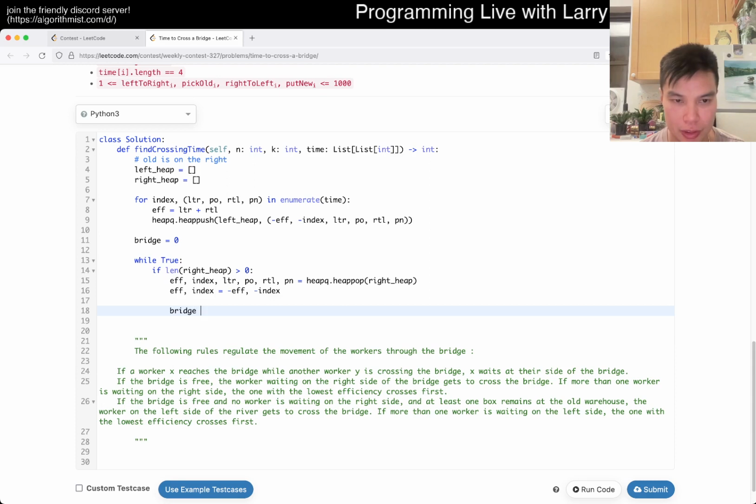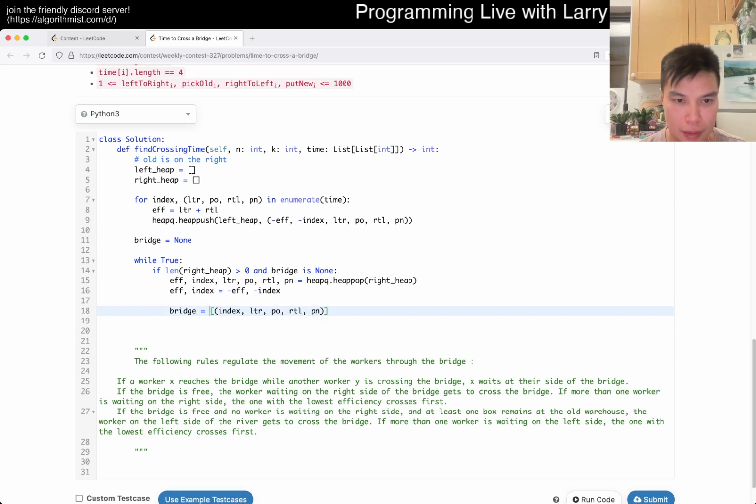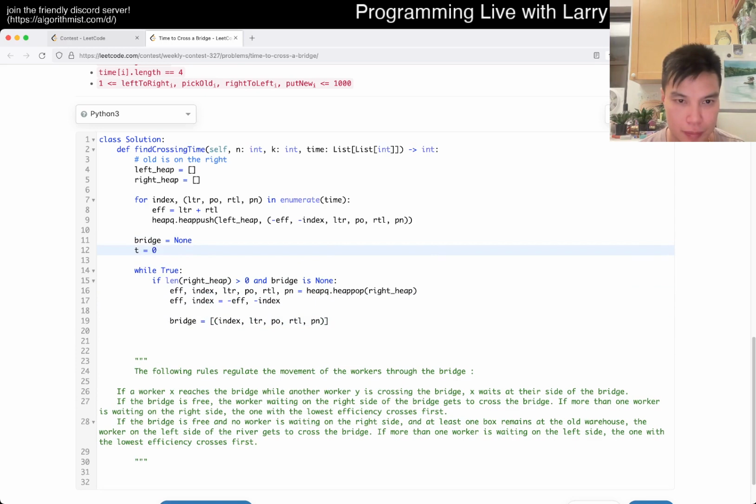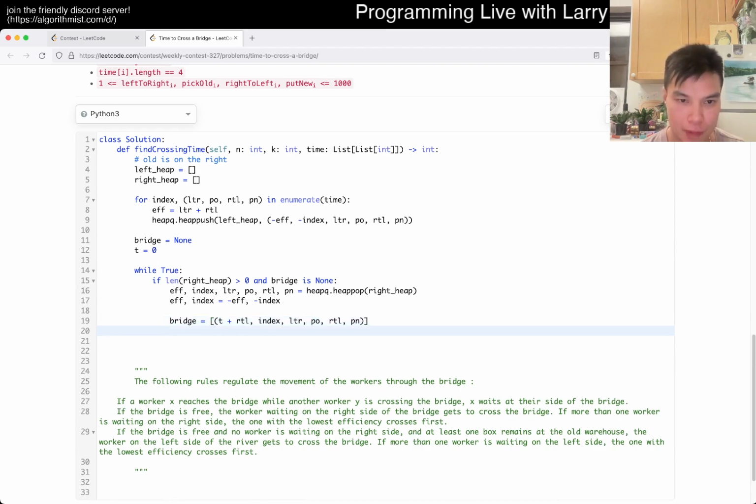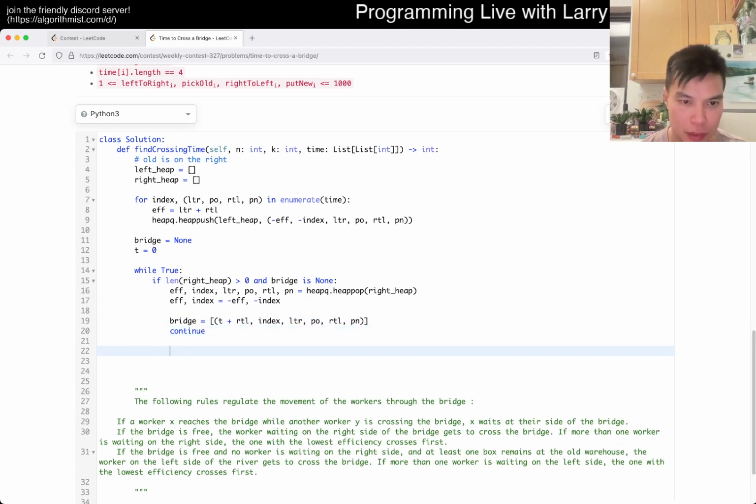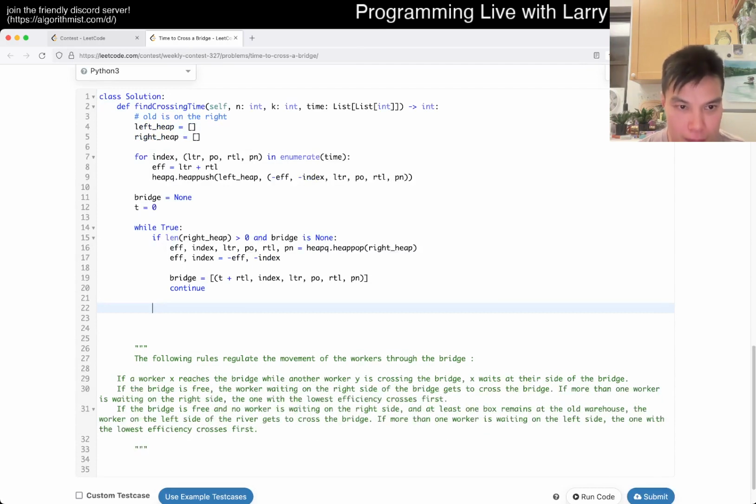So then bridge is now just this worker. I don't know if this is a good way of doing it. And then the time, let's say t. So the time that expired would be t plus going from right to left. Okay, maybe. Right. Okay. And then here we continue, maybe, just to reset it a little bit. Otherwise, the bridge is not going to be none.